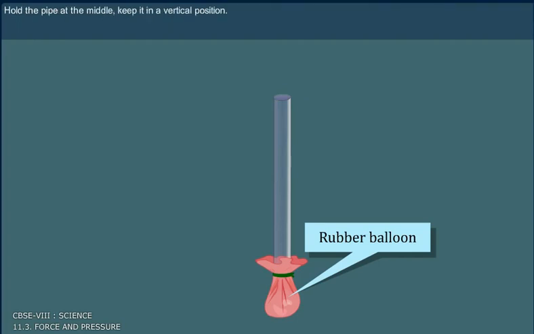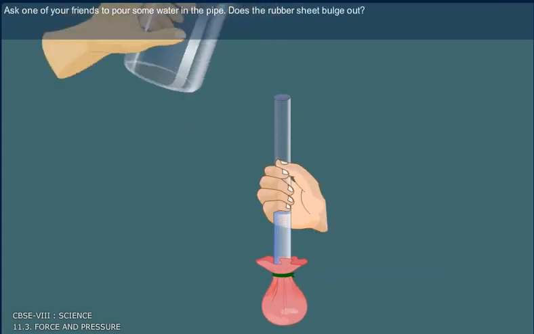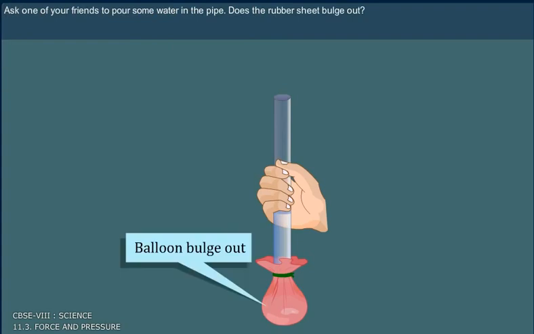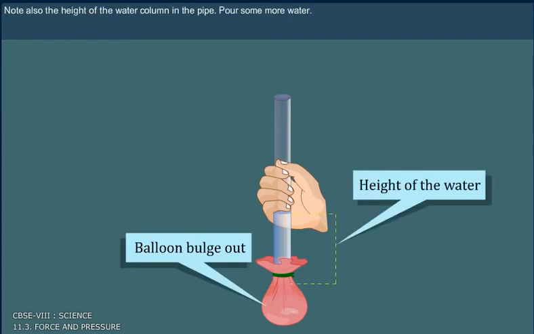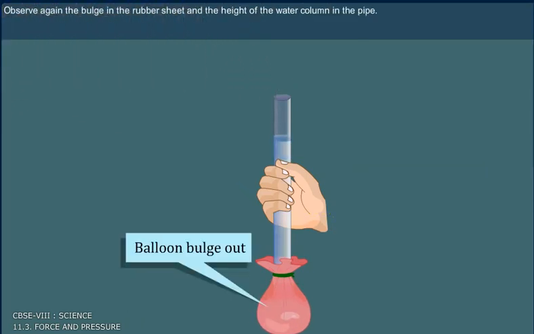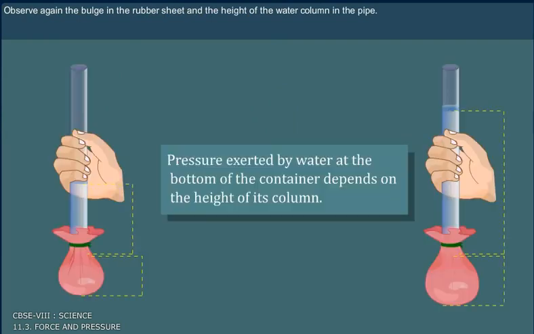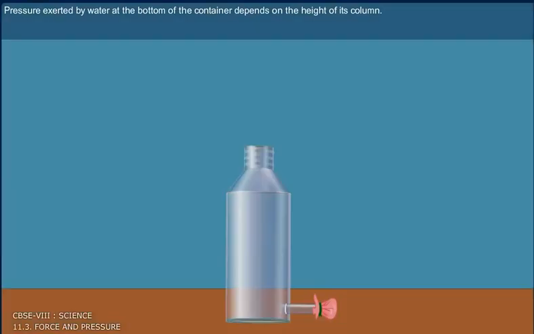Hold the pipe at the middle. Keep it in a vertical position. Ask one of your friends to pour some water in the pipe. Does the rubber sheet bulge out? Note also the height of the water column in the pipe. Pour some more water. Observe again the bulge in the rubber sheet and the height of the water column in the pipe. Pressure exerted by the water at the bottom of the container depends on the height of its column.